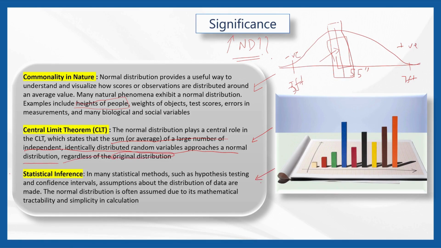The third factor of significance for a normal distribution is its power of statistical inference. In many statistical methods, such as hypothesis testing and confidence intervals, we make a lot of assumptions regarding the distribution of the data. Since normal distribution is easy to comprehend, and due to its mathematical tractability and simplicity in calculation, we use normal distributions for making a lot of assumptions for the probability distribution of the data.